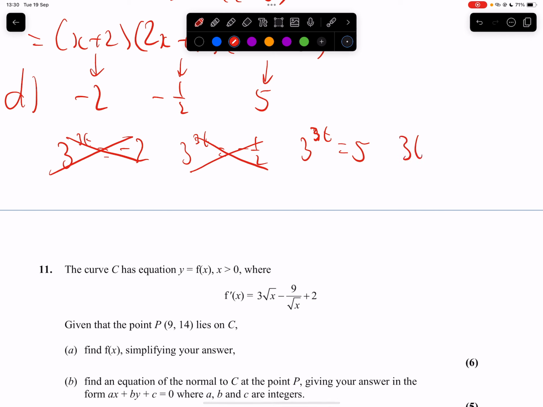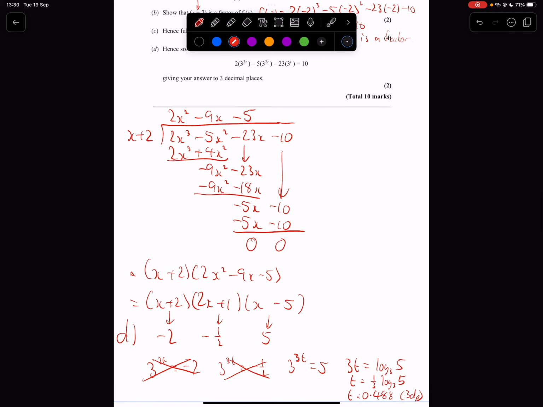So if we do log to the base 3 of each side, we'd get that. So 1/3 of that would be the solution. Now, you could have done natural log of each side and also got the exact same answer as well. But I just chose to do it with log to the base 3 because I think it makes it a bit more straightforward. Type that in my calculator and we get, I believe, 0.488 to 3 decimal places. And I think it said 3 dp.